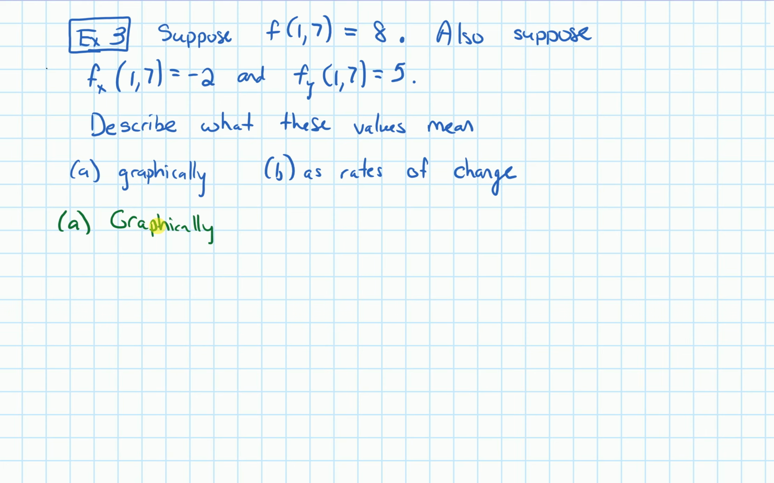graphically. And in this question, by the phrasing these values, I'm referring specifically to the partial derivative values. The partial derivatives. So when it says the partial with respect to x equals negative 2, what does that mean graphically? And when it says the partial with respect to y is equal to 5, what does that mean graphically? Okay, so I want to be able to describe what fx means, the partial with respect to x, and what does fy, the partial with respect to y, mean.